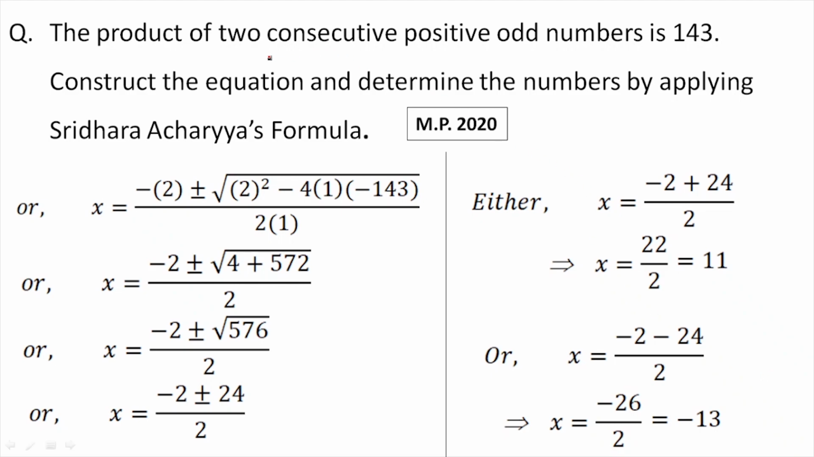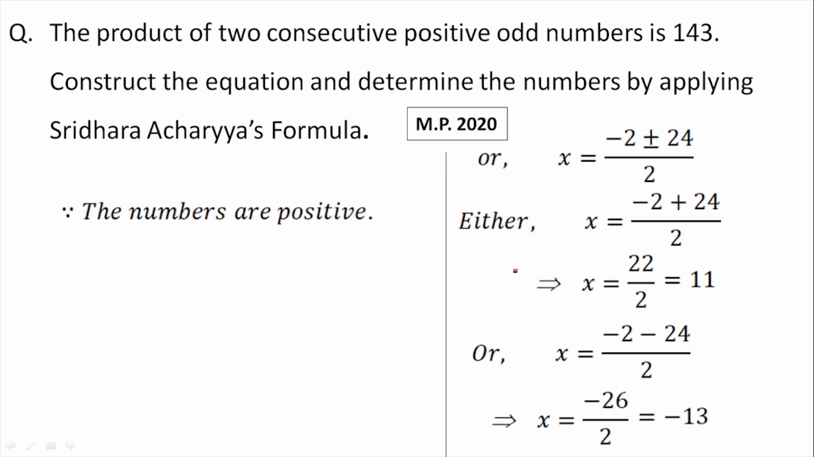Now the question says the positive product of two consecutive positive odd numbers. So here also the word that has been used is positive. So which one will be the answer? 11 or 13? It will be 11. Why 11? Because it is positive. So here it is negative.